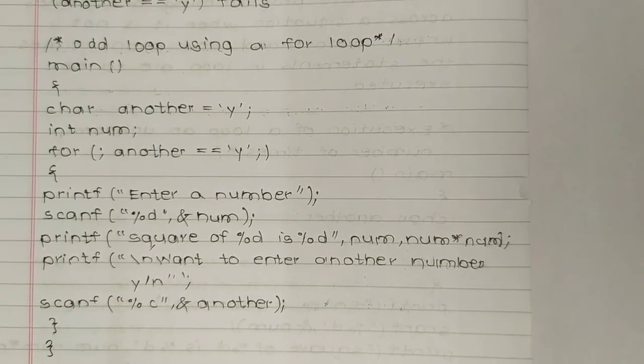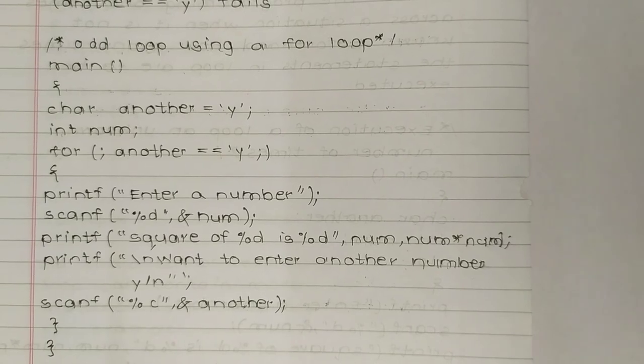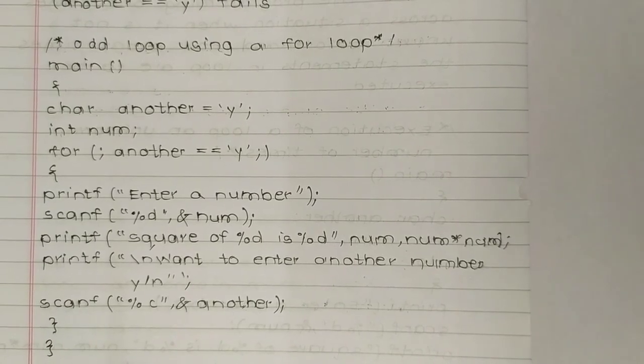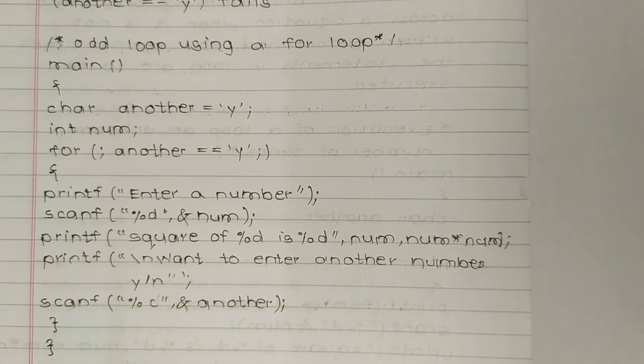Int num, so num is an integer. For another is equal to y. Printf enter a number. Scanf %d comma &num. Printf square of %d is %d, num comma num into num. Printf \n want to enter another number y/n. Scanf %c and &another. So that means here we are using a for loop which is infinite.